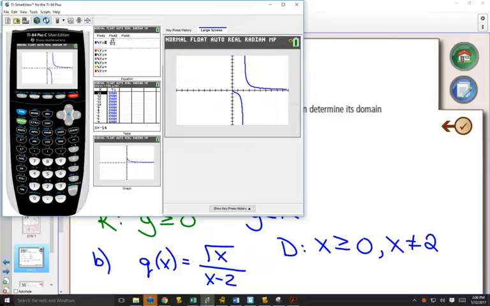No, it won't. It'll be the same graph. So storing x only affects things outside of the graph. And then when you've done that, when you go into the graph, it ignores that. Okay, so we have an asymptote at x equals 2.